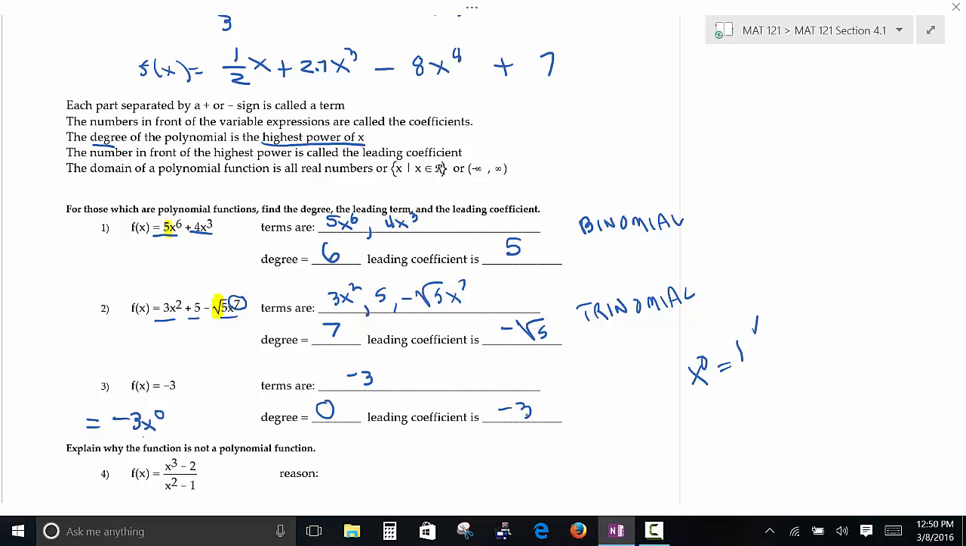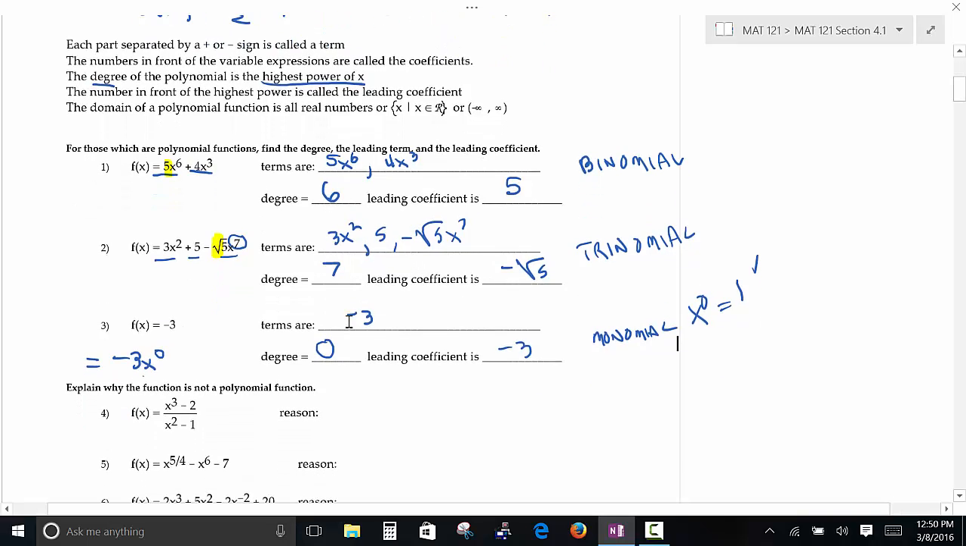So that's all vocabulary stuff. You want to be able to know your terms, your degree, and your leading coefficient. We actually call this one a monomial because there's only one term. We only go mono, bi, and tri. We don't say quadrinomial, though I've heard that sometimes, or quintinomial and decanomial. We don't really go that far. Everything's a polynomial, but we usually classify them up to a trinomial.